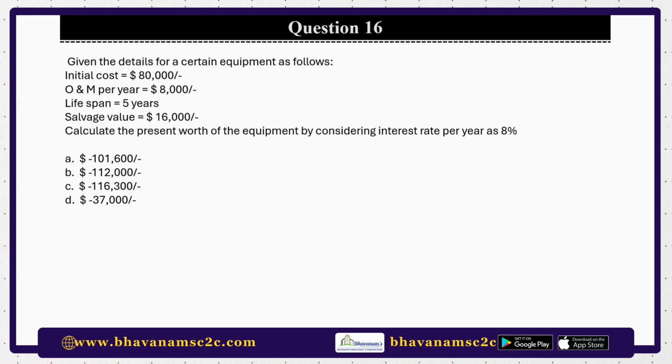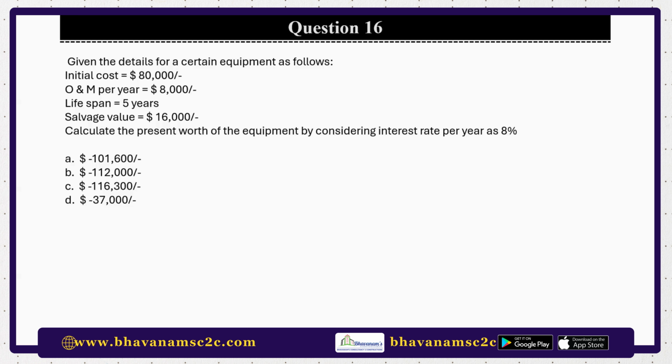So, the initial cost means that something is running out of our pocket. And also, operation and maintenance too. It is also running from our pocket. But the salvage value, 16,000, is going to come to us at the end of 5 years. It's a positive thing. It is coming towards us.